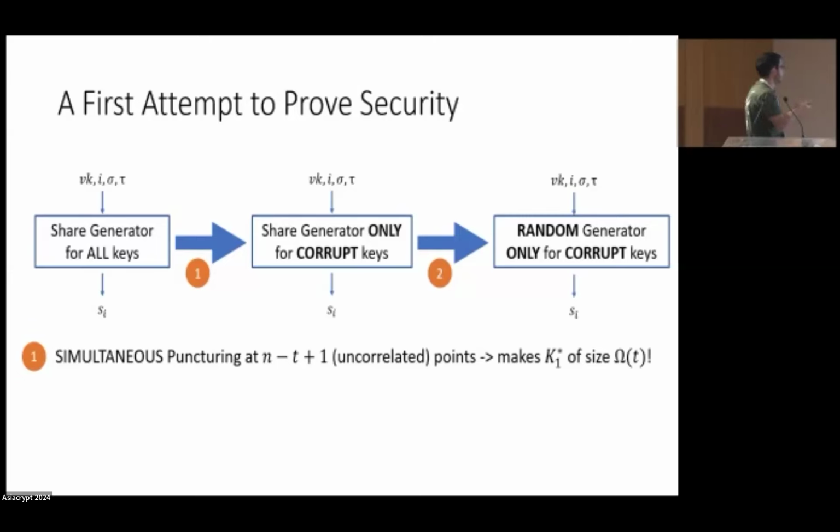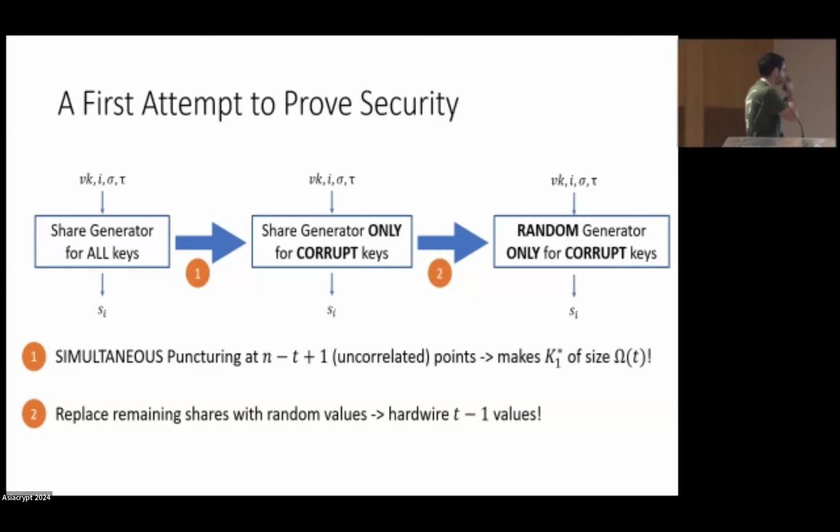And this makes a punctured key that is too big, because these points are at random locations. So generally, this punctured key will have to encode this information, so it will be big. And you will have to hardwire all of these random values in the program in this last step, number 2, when you do the switch. So the circuit will be linear in T, which is too big.